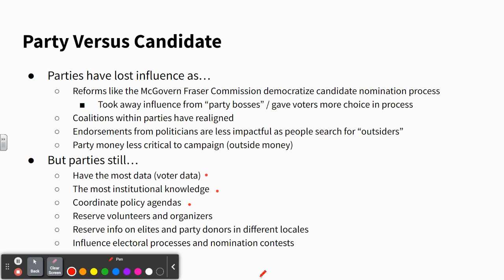We talked about this: Democrat in name only, Republican in name only, because there is an agenda by each party. And when you sway too far from it, you can lose some appeal. You might gain the appeal of some, or you, as a really popular candidate, could fundamentally change what the party looks like a little bit. They have access to volunteers and organizers, which is obviously really important in campaigning. They have information on elites and party donors. Through history and through that many heads, they have a lot more connections. And they influence the electoral process and nomination contest. So there is still a lot of influence that is held by the party.